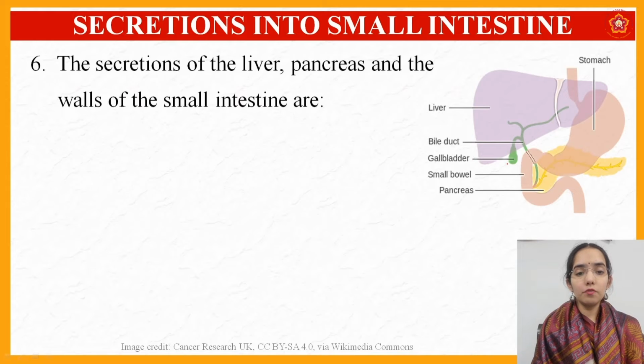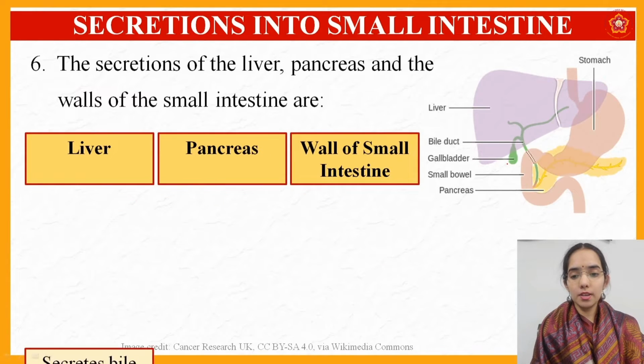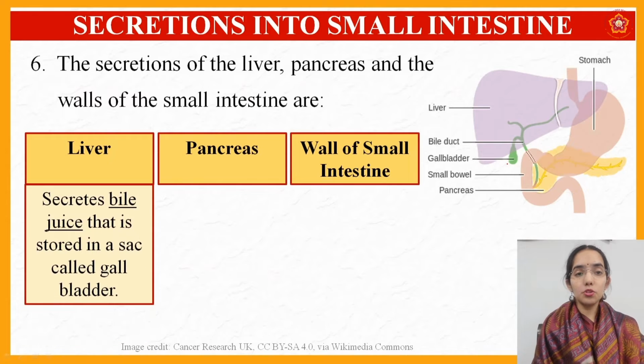Now, the secretions of the liver, the pancreas, and the wall of the small intestine. So what are these secretions? The secretion from the liver is bile. So what is the secretion of the liver called? It is the bile juice that is stored in a sac called the gallbladder.